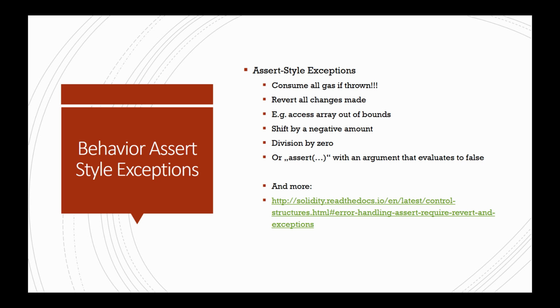And this is how the two exceptions behave. The first one is the assert style exception. If an assert style exception is thrown, then it will consume all the gas. It will also revert all the changes made, but it will consume all the gas. And a typical assert style exception would throw if you're accessing an array with a key that is out of the bounds of the array, or with a negative index, or you shift by a negative amount, which doesn't work, or if there's a division by zero, or if you just have an assert statement with an argument that evaluates to false. And there are some more of them. We're going to have a look at some examples in a second. But if you want to read through that, you find it in the Solidity docs, in the Solidity in depth, and then the control structures.